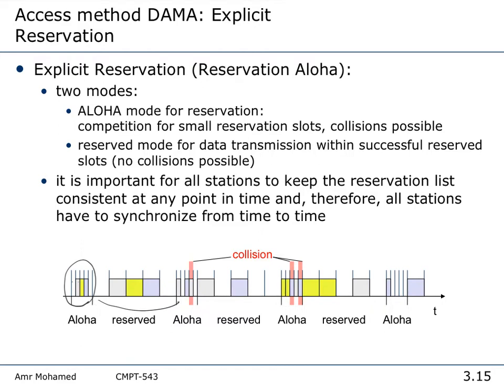There is a probability that two of us will generate the same number. Hopefully, when we generate a random number, the probability of collision in that case will be very low, but it's not 0. In which case, in this time slot, we will have collision. So this is what we call dynamically selected reservation.